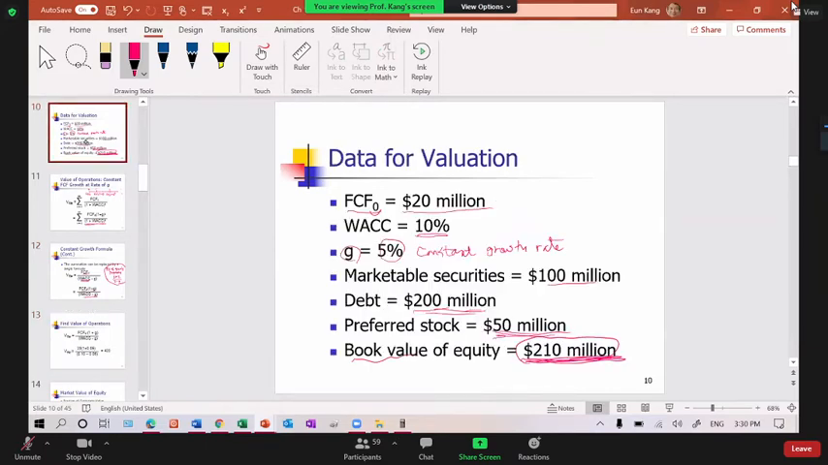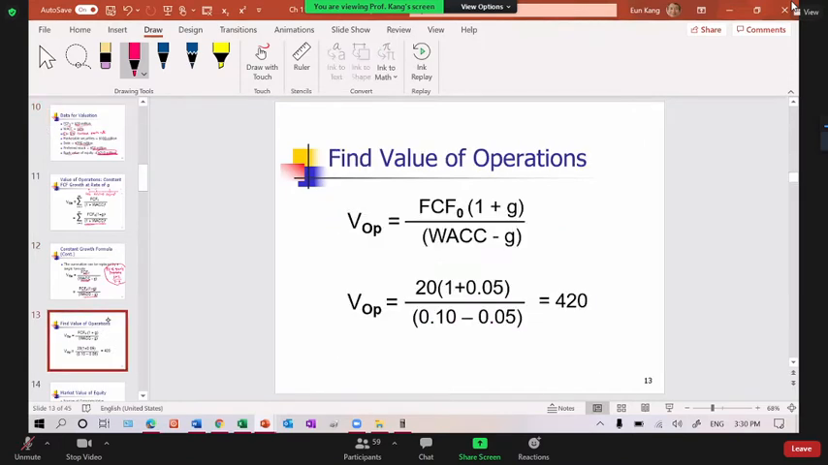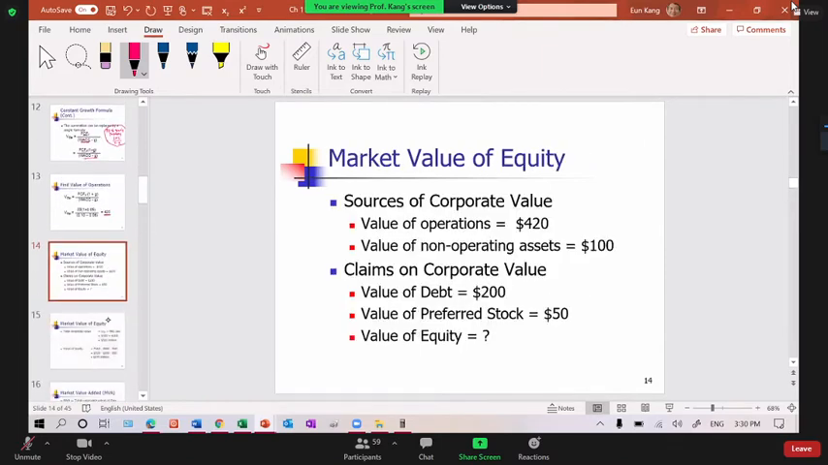Everything is given. Free cash flow 0, WACC, G is 5%, and so on. So 20 times 1 plus G over 0.1 minus 0.05. So value of operation is 420. That is how to calculate value of operation. Then what?